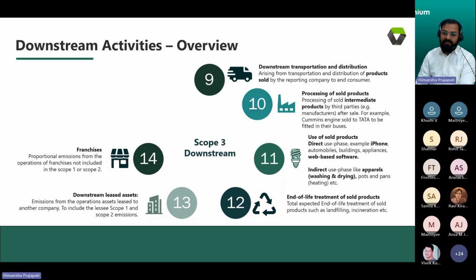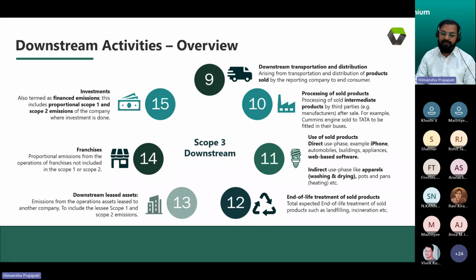Next is franchisees. In case there are franchisees that are part of the reporting company, all these franchisees need to be reported as part of a separate category called franchises, wherein the operation of the franchisee has not been included in the scope 1 and scope 2 emissions of my reporting, and those need to be accounted over here, right? Similar is the approach in case of investments. Investments are also known as financed emissions. So the proportional scope 1 and scope 2 emissions of the investment that I do have to be reported by the reporting company.